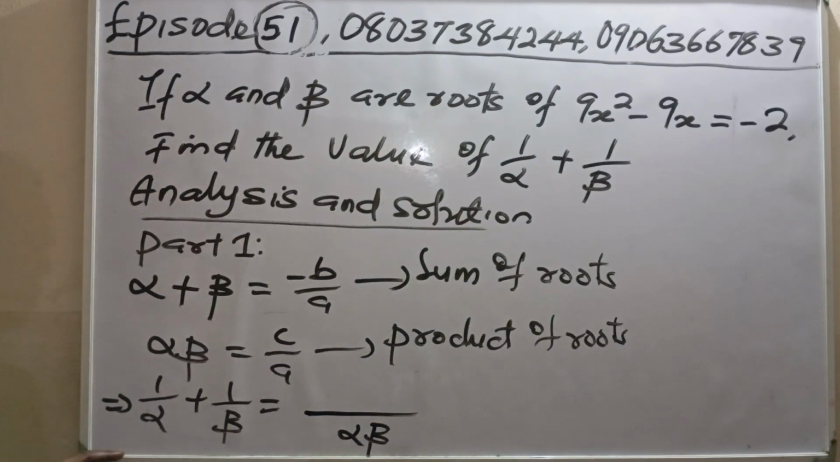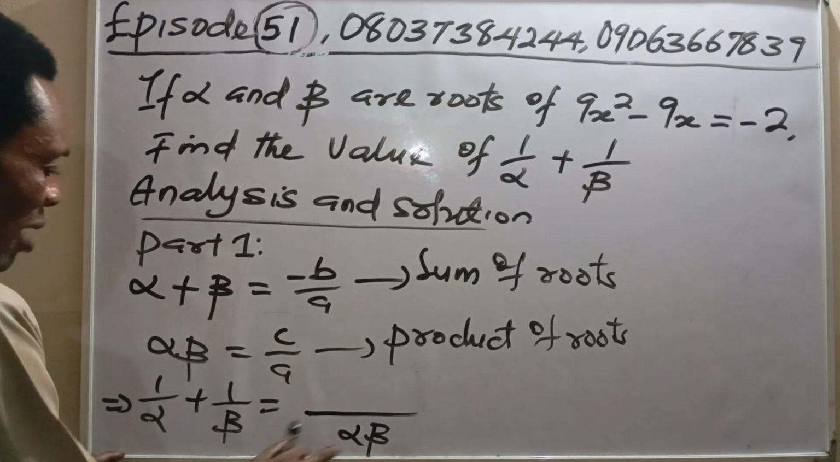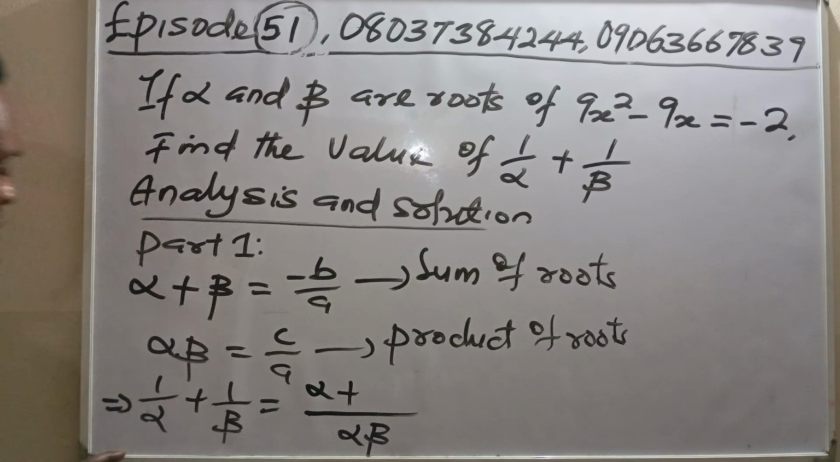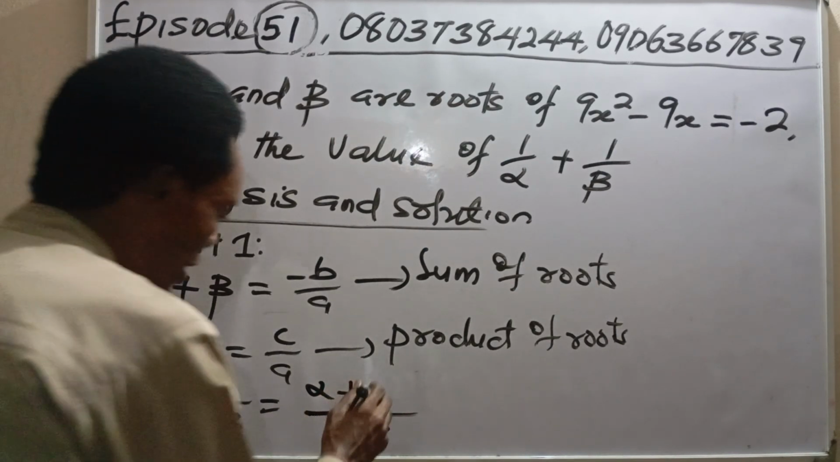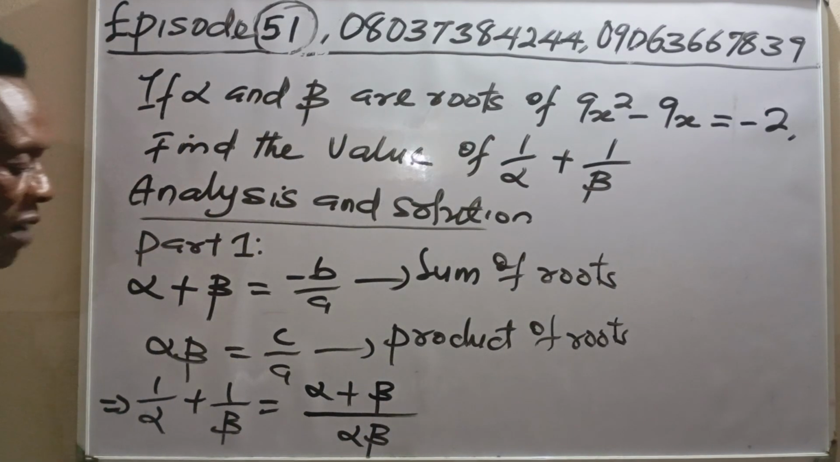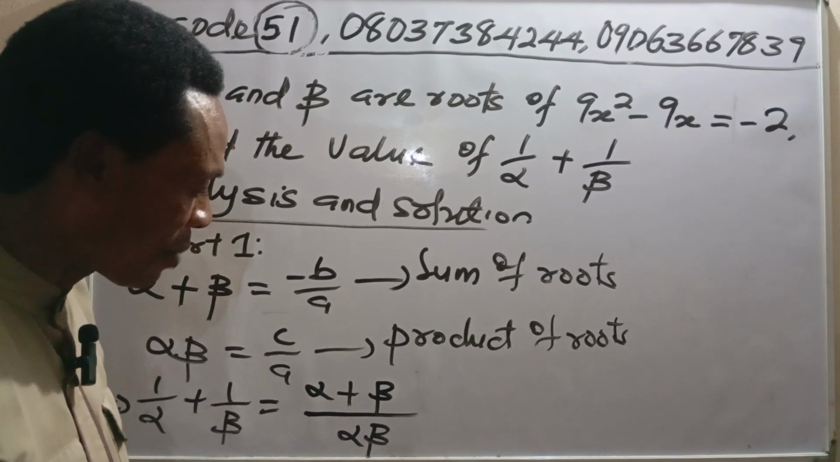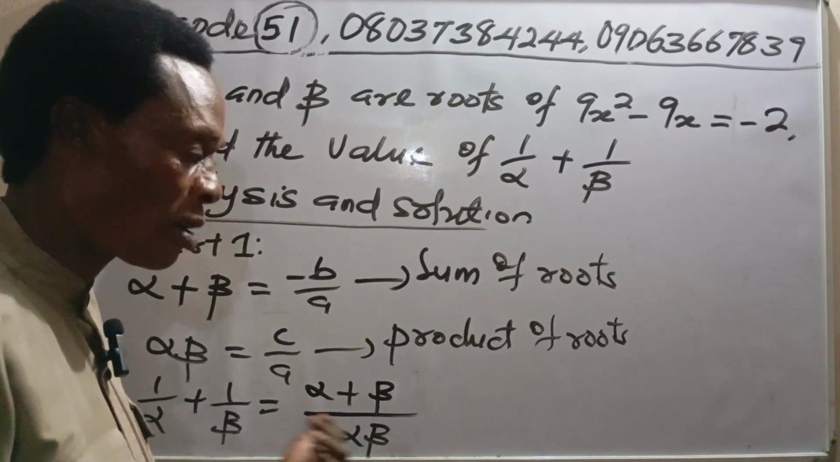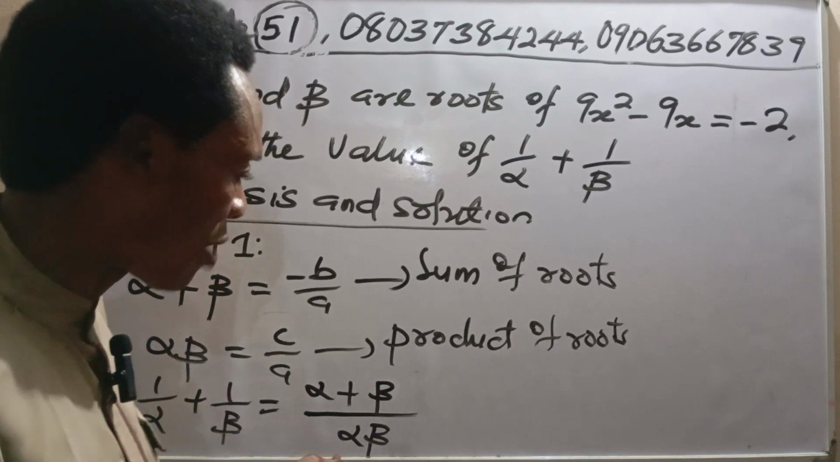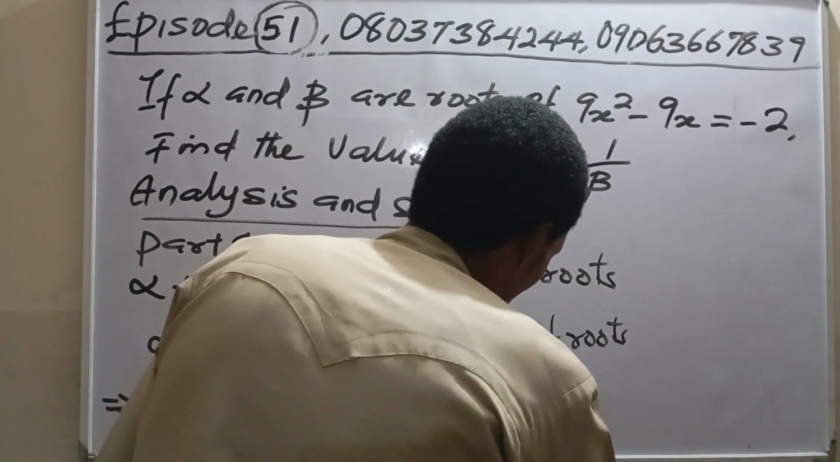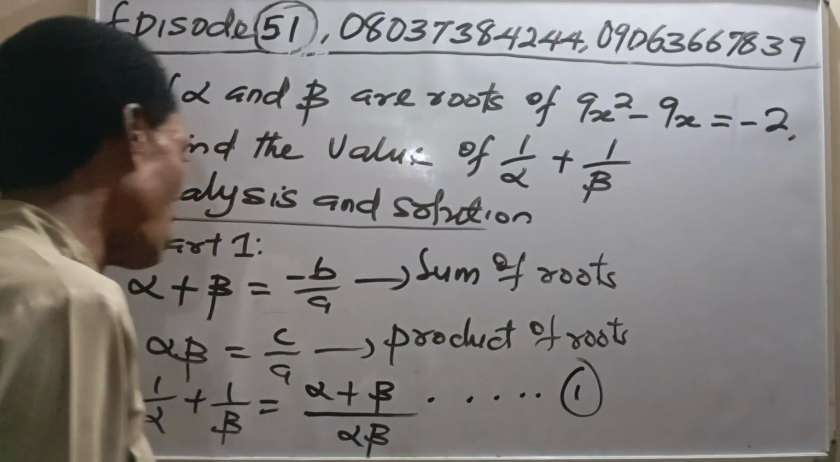So let's use alpha beta to divide. If you use beta to divide alpha beta, you have alpha. Alpha times 1 will give you alpha, plus, then alpha into alpha beta will give you beta. Beta times 1 will give you beta. So you discover you now have alpha plus beta all over alpha beta. That is the sum of roots all over the product of roots. That is what we have arrived at here. So take note of this, please. Give it as equation 1.